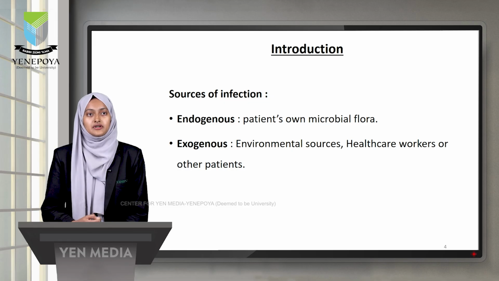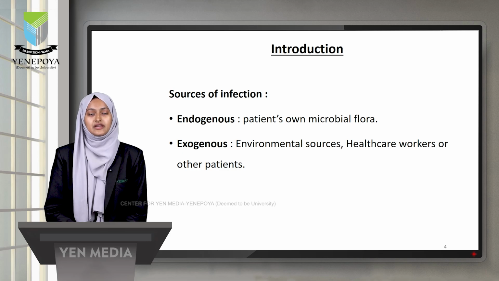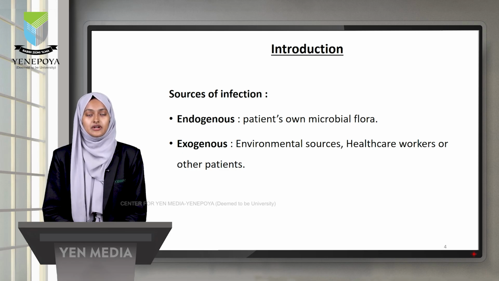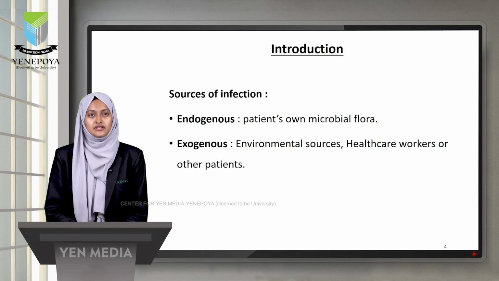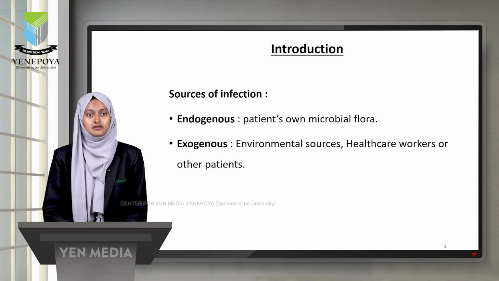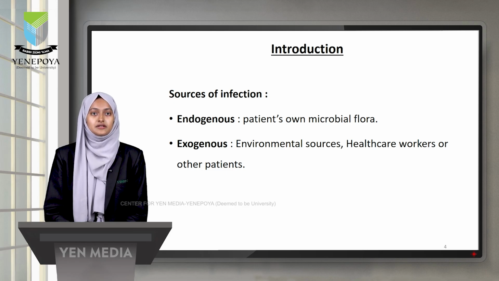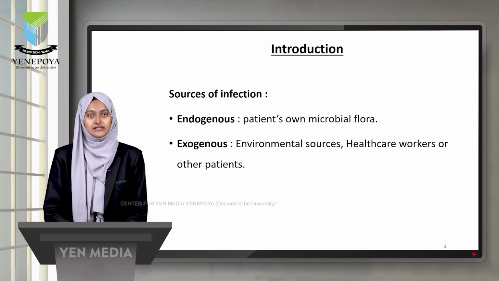So how do they get these infections? What are the sources of infection? It can be endogenous as well as exogenous. Endo means within, that is from the patient's own microbial flora. For example, during the insertion of a urinary catheter, if proper precautions are not followed, the microbial flora present on the perineal skin can ascend along with the catheter and cause catheter associated urinary tract infection.